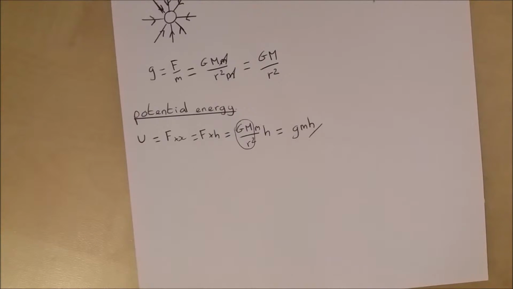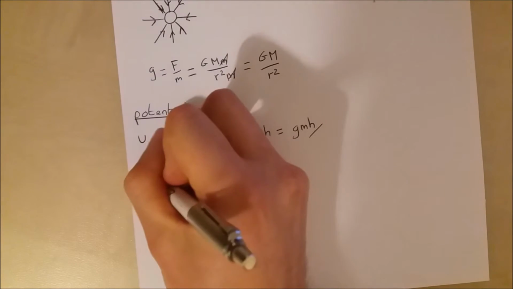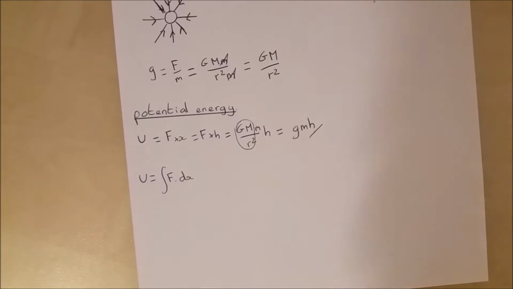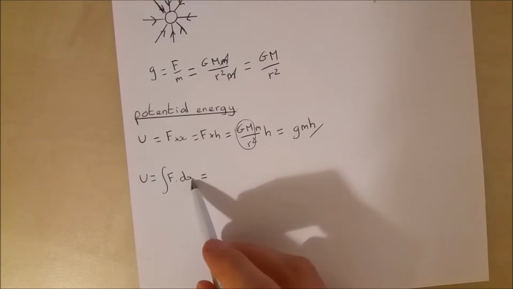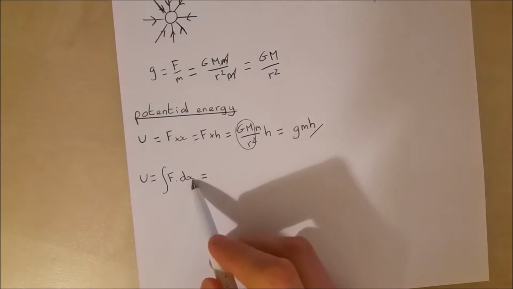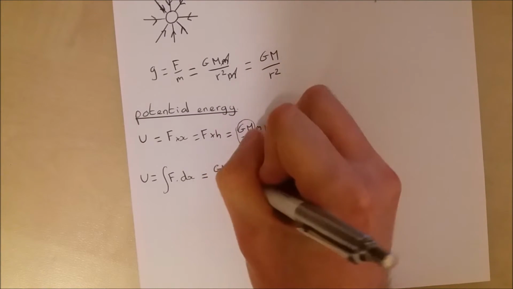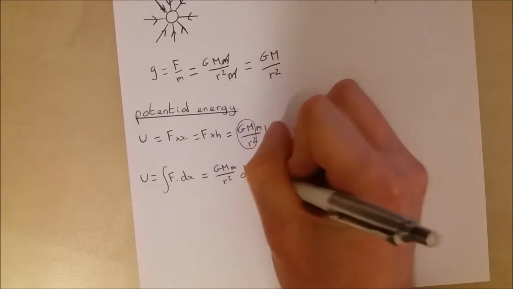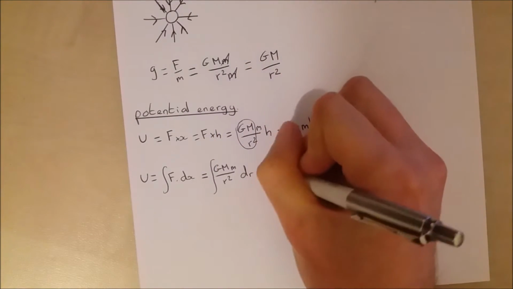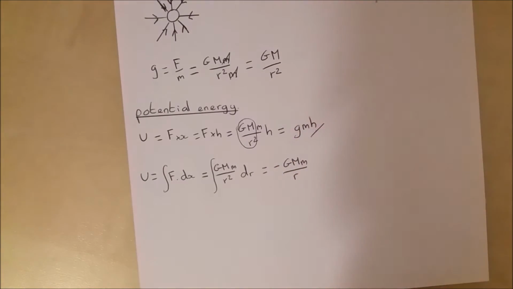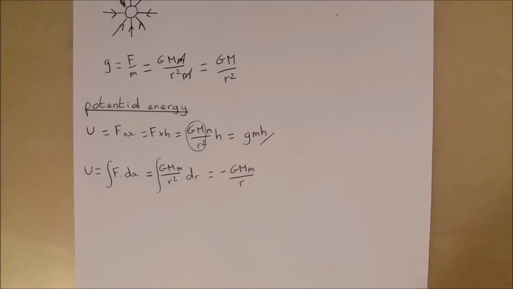A more general derivation of the potential energy is U equals the integral of F dot dx. So subbing in the expressions and changing the integration parameter to r, you have GMm over r squared dr. Integrate this and you have minus GMm over r. As r tends to infinity, F is going to tend to 0. So as you're infinitely far away from the mass, the potential is going to be 0.